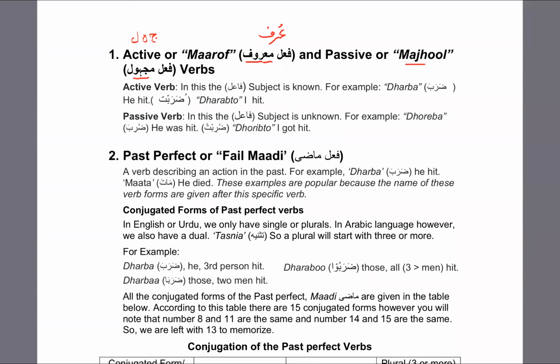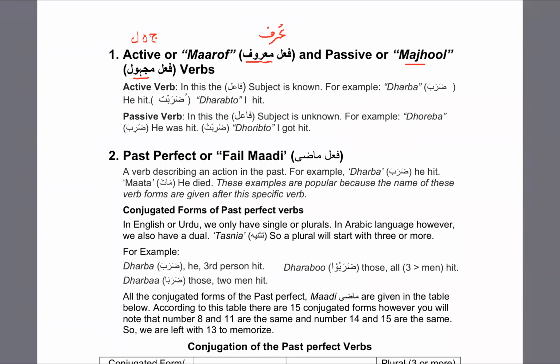Somebody who is ignorant is known as jahil, and fail majhul means we don't know who the doer of action is, the fail, the subject. Subject is known as doer of action. Every action has to have a doer of action. So remember one thing, that all verbs will have a doer of action with them. Either it's hidden in them or it's written right after the verb, who is the doer of the action.